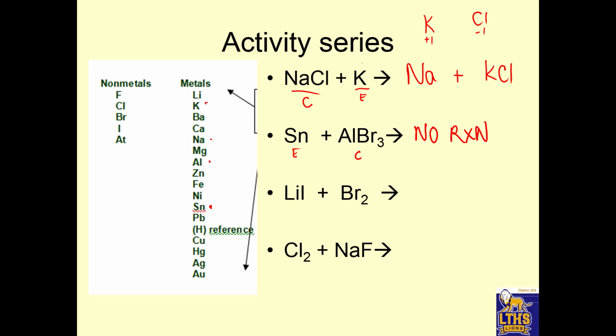Li and Br2. So this is the element and the compound. Now the element Br is on this list. It's a nonmetal, and it's higher up than iodine, so this is going to work. So I have to put that Li with the Br, and it's going to be LiBr because it's a +1 and -1. Once I cancel those out and get the correct identity, I know iodine gets kicked out, so that's I2. Then I have to go back and put coefficients. I'm going to need 2 there and 2 there, done.